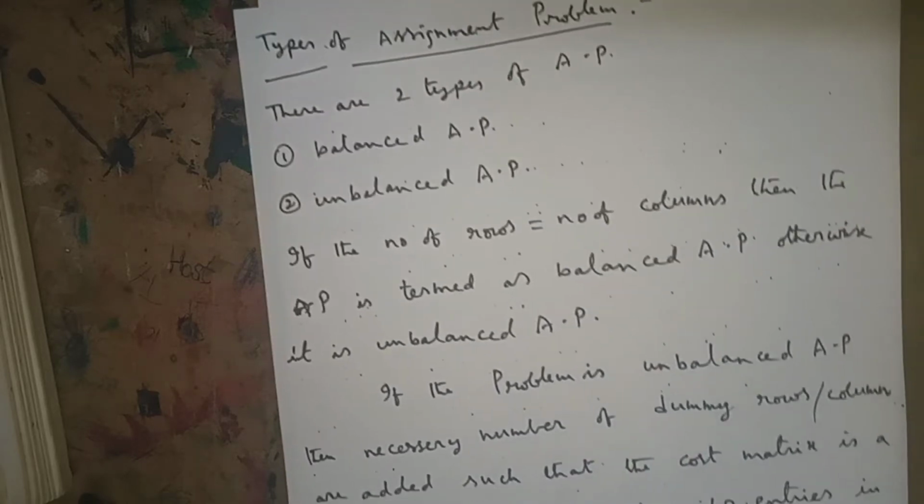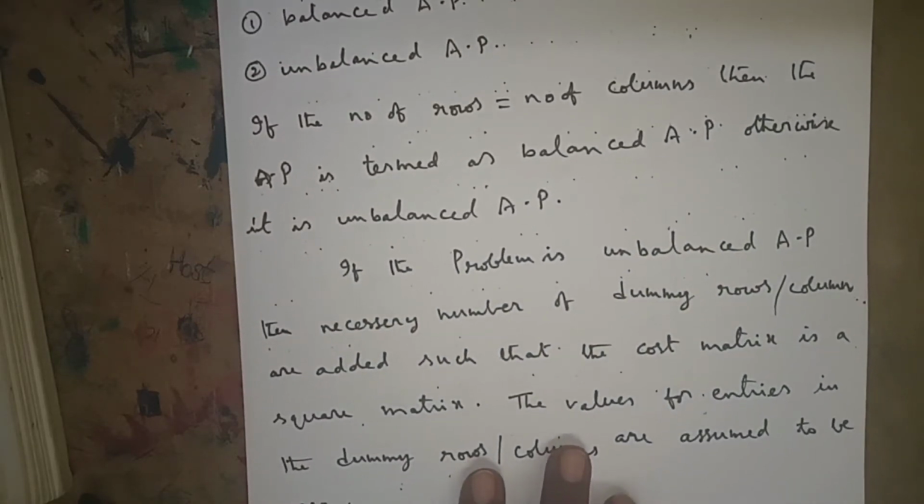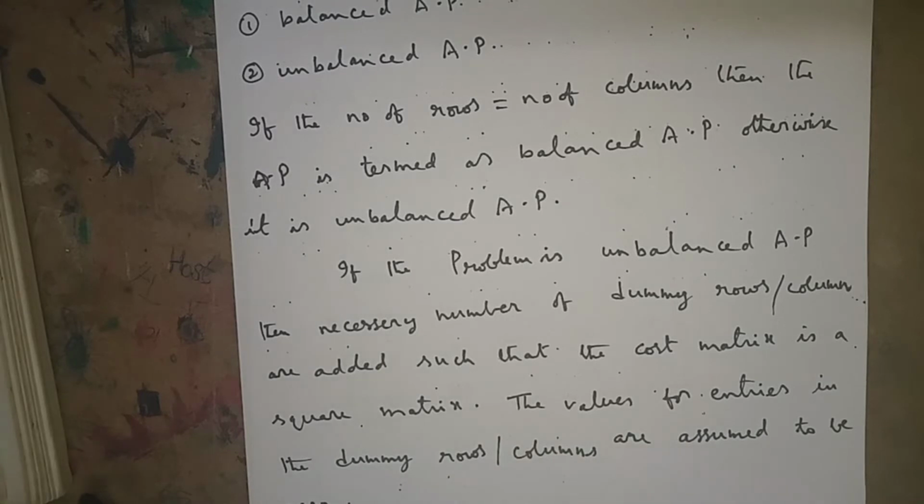If it is an unbalanced assignment problem, first we have to convert that into a balanced AP and then we have to solve. How to convert it into a balanced assignment problem? Depending on the problem, you have to introduce either a dummy row or a dummy column, adding it in such a way that the given AP will become a square matrix.